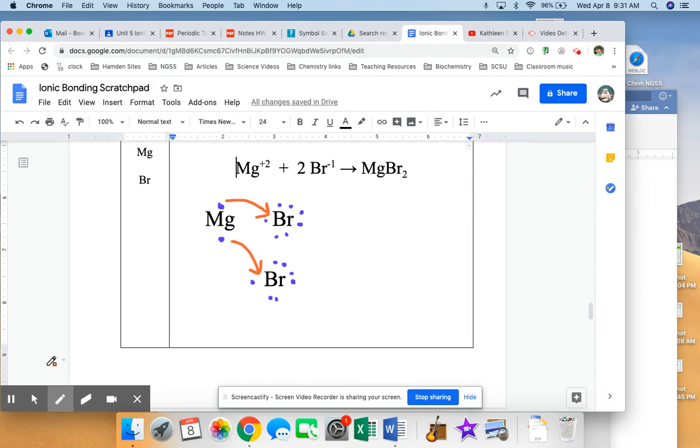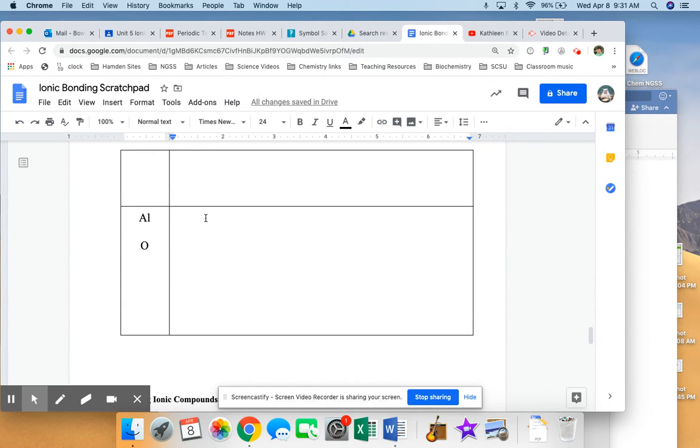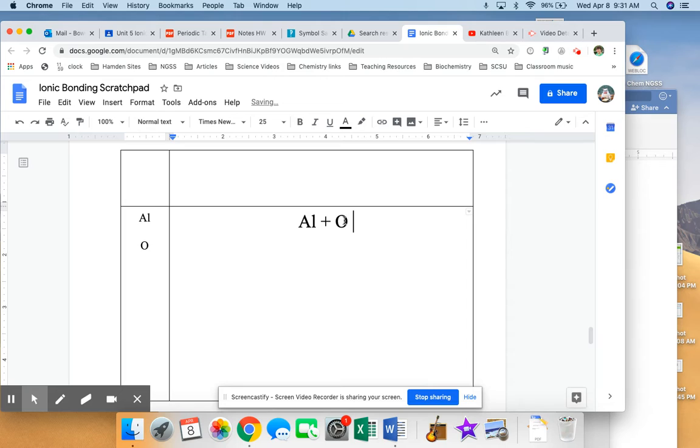Next, we've got, for the last one, Al and O. This is the complicated one because of the charges that they're going to have. Let me show you what I mean. Okay. So for Al plus O makes Al O something. Let's figure out the charges.